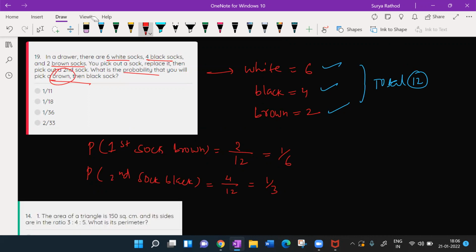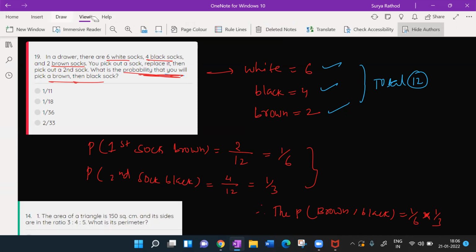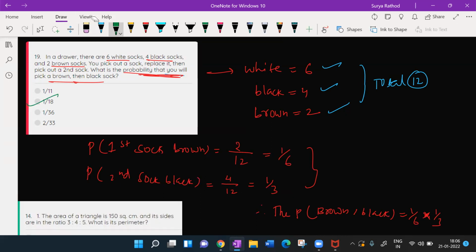Then the probability of getting, what is he talking about? Pick brown first, then black. Look at it here. Whenever you get this type of situation, the probability of brown and then black is 1 by 6 into 1 by 3. You have to multiply. This is a somewhat advanced question, 11th standard level. This is 1 by 18. What was the answer? 1 by 18.